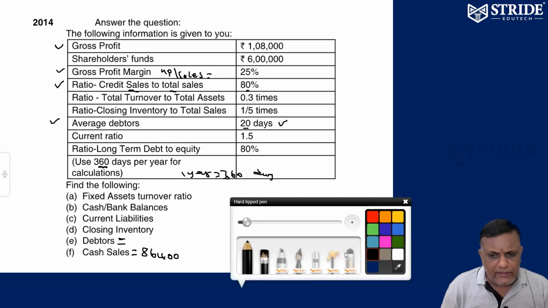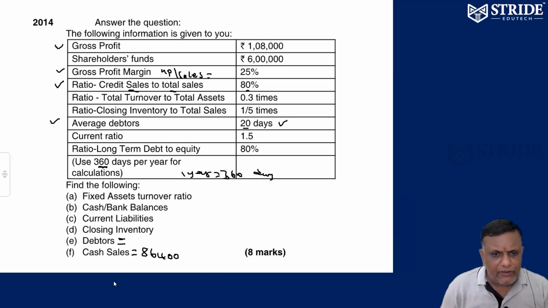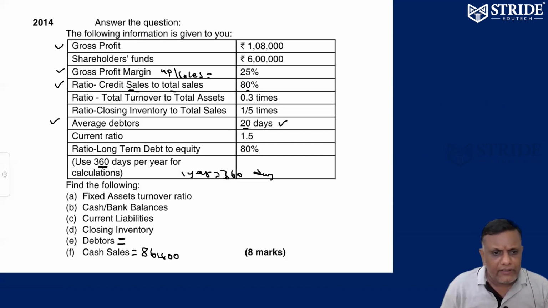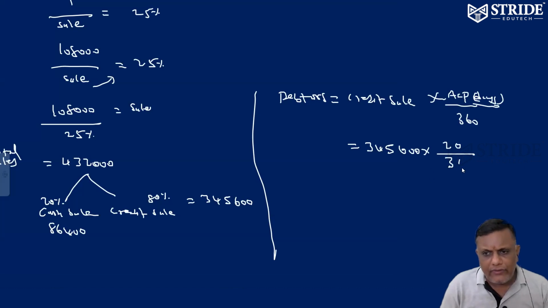So 360 days credit sales I know, but I want data for 20 days only. So 3,45,600 into 20 days average collection period. Please check: 20 days average collection period by 360. That's it. So 3,45,600 into 20 by 360.